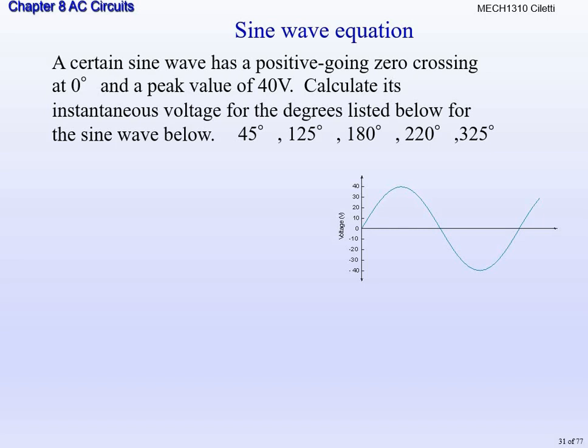We're going to use the previous equation, V equals Vp sine of theta. And we're going to use 45, 125, 180, 220, and 325 for theta, okay? So that you can see where these voltages actually are on this waveform. But remember, this waveform is moving really fast in the real world. When you're operating a motor using three phase voltage, you're not going to watch it rotate. It's going to be at, like, 2000 RPMs, revolutions per minute, so it's not like you can slow it down and see the waveform.